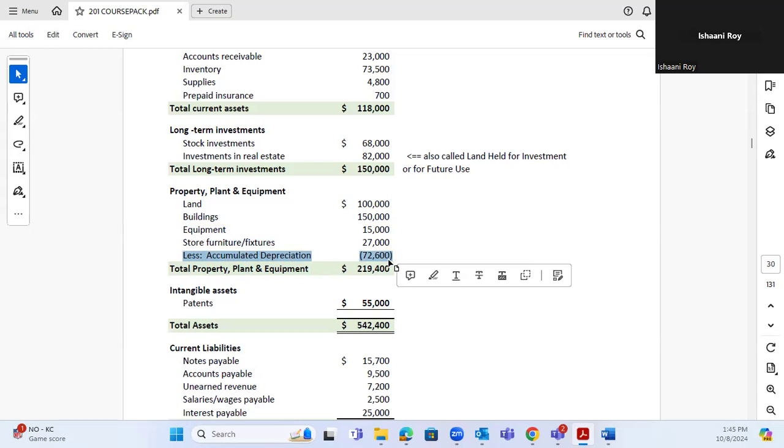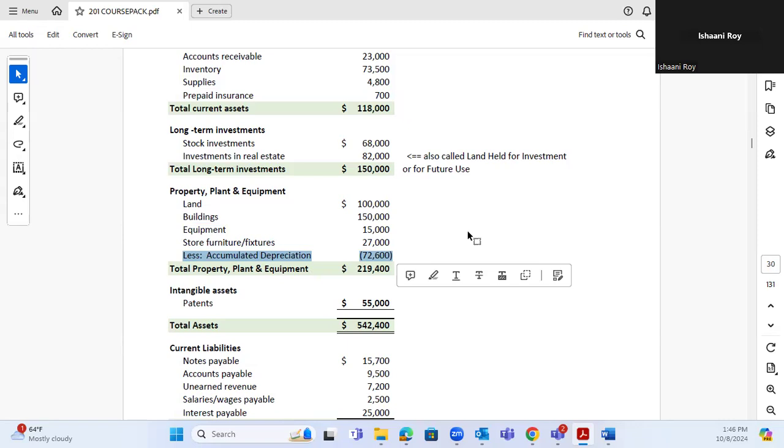Because what it's saying is, if you add up 150, 15,000, and 27,000, you would get 192,000. That's the original value of those 3 assets, but we want you to know we've actually written these assets down 72,000. So the net value of these assets is lower. Does that make sense? Yeah, it makes sense. So it's not a liability, even though it's shown as a negative.